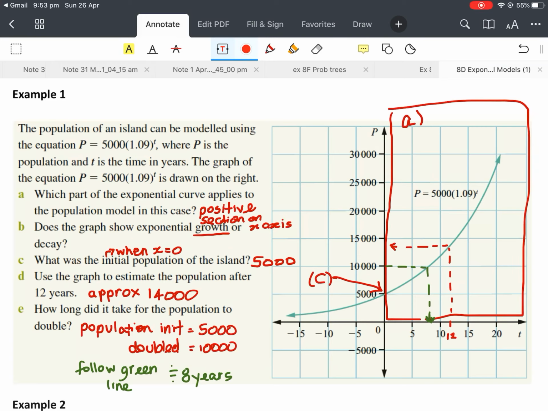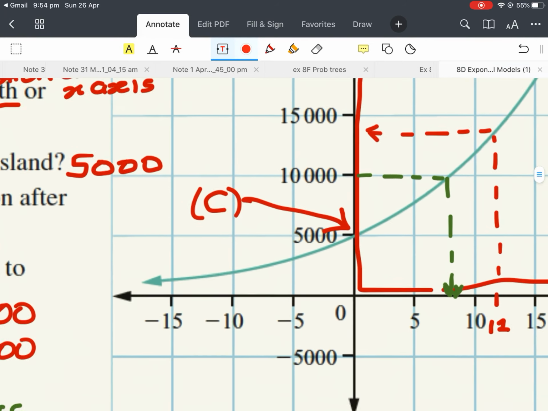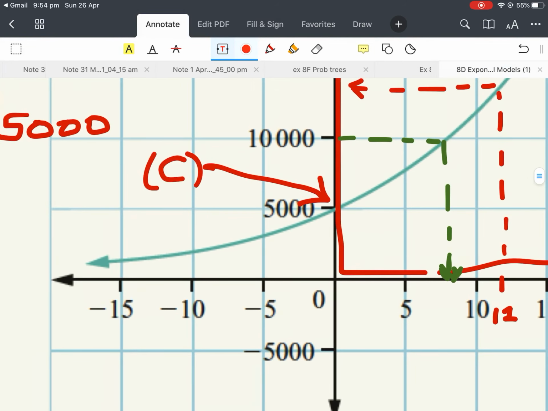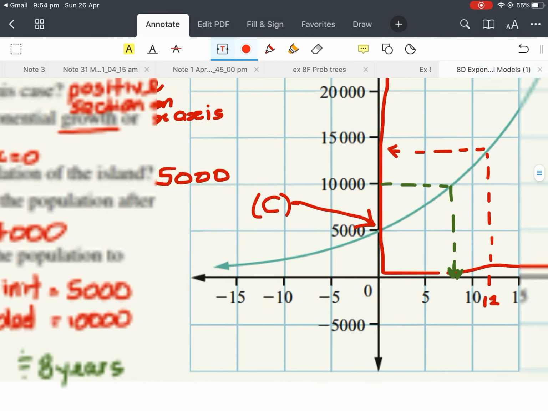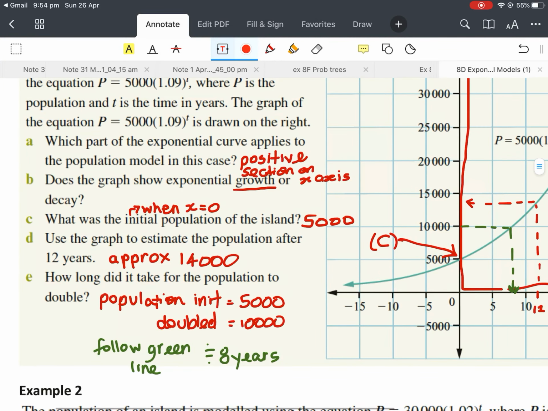Question C says, what was the initial population of the island? Initial means starting, beginning. So that's always going to be found when we look on the y-axis where x equals 0. We find that the line goes through the y-axis at 5,000. So that's our answer for C. The initial population of the island is 5,000.